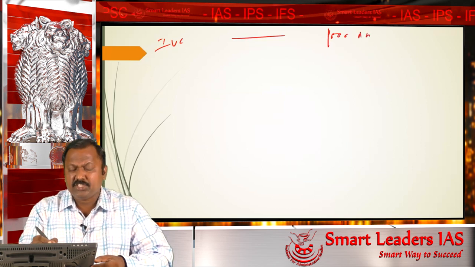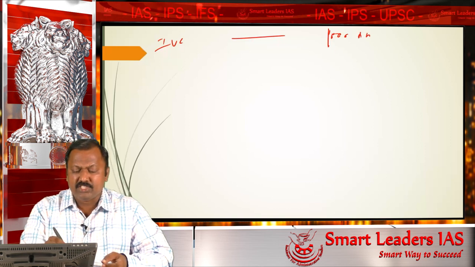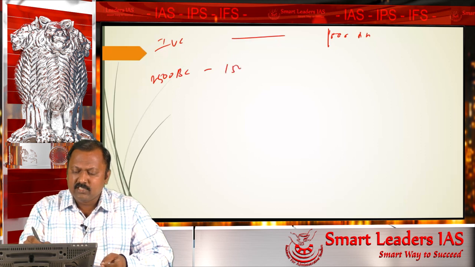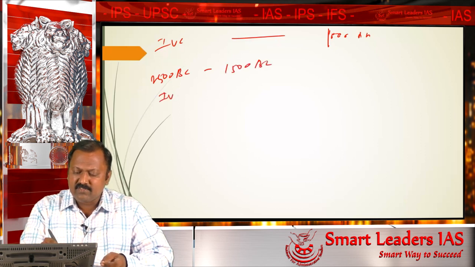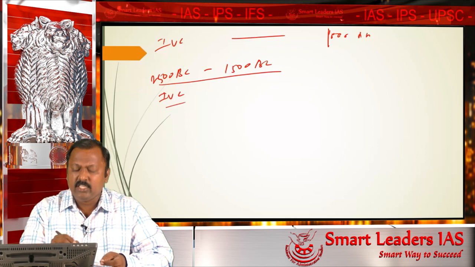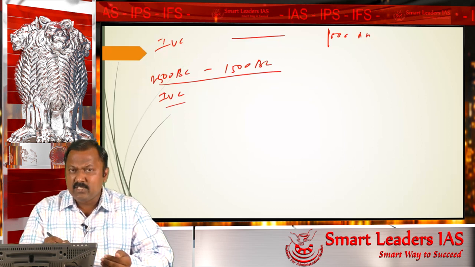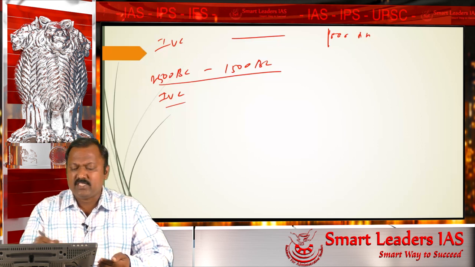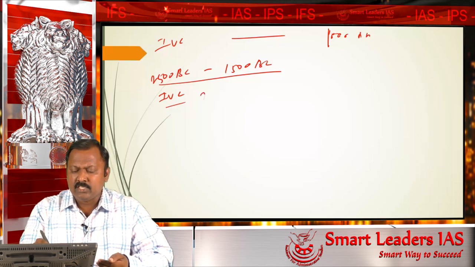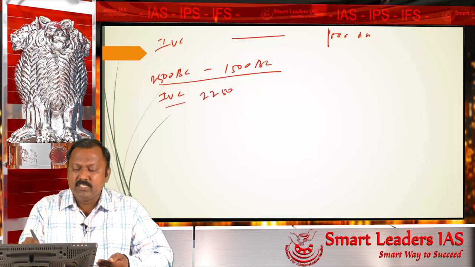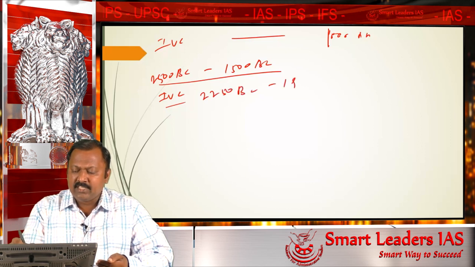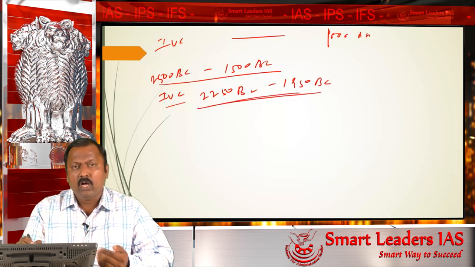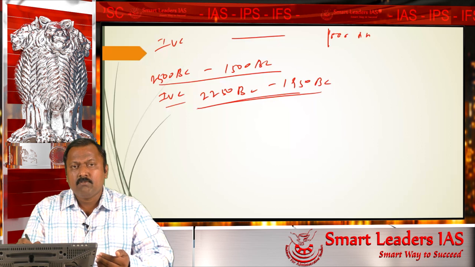See, the period of Indus Valley Civilization is around 2500 BC to approximately 1500 BC. The Indus Valley period also can be classified into a matured phase and a later phase. The matured phase of the Indus Valley Civilization is 2250 BC to 1950 BC. So this is called the matured period of Indus Valley Civilization. Afterwards, the Indus Valley Civilization began to decline.